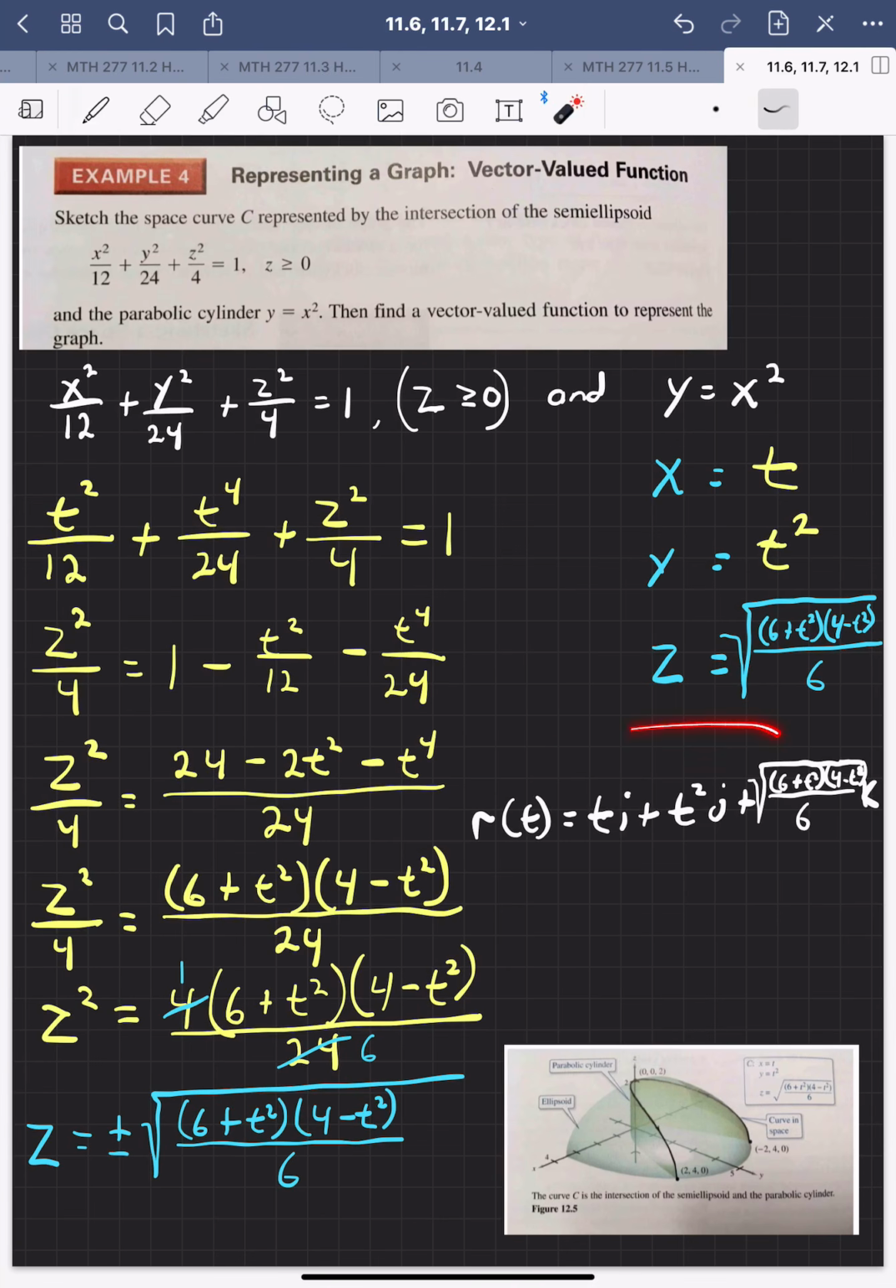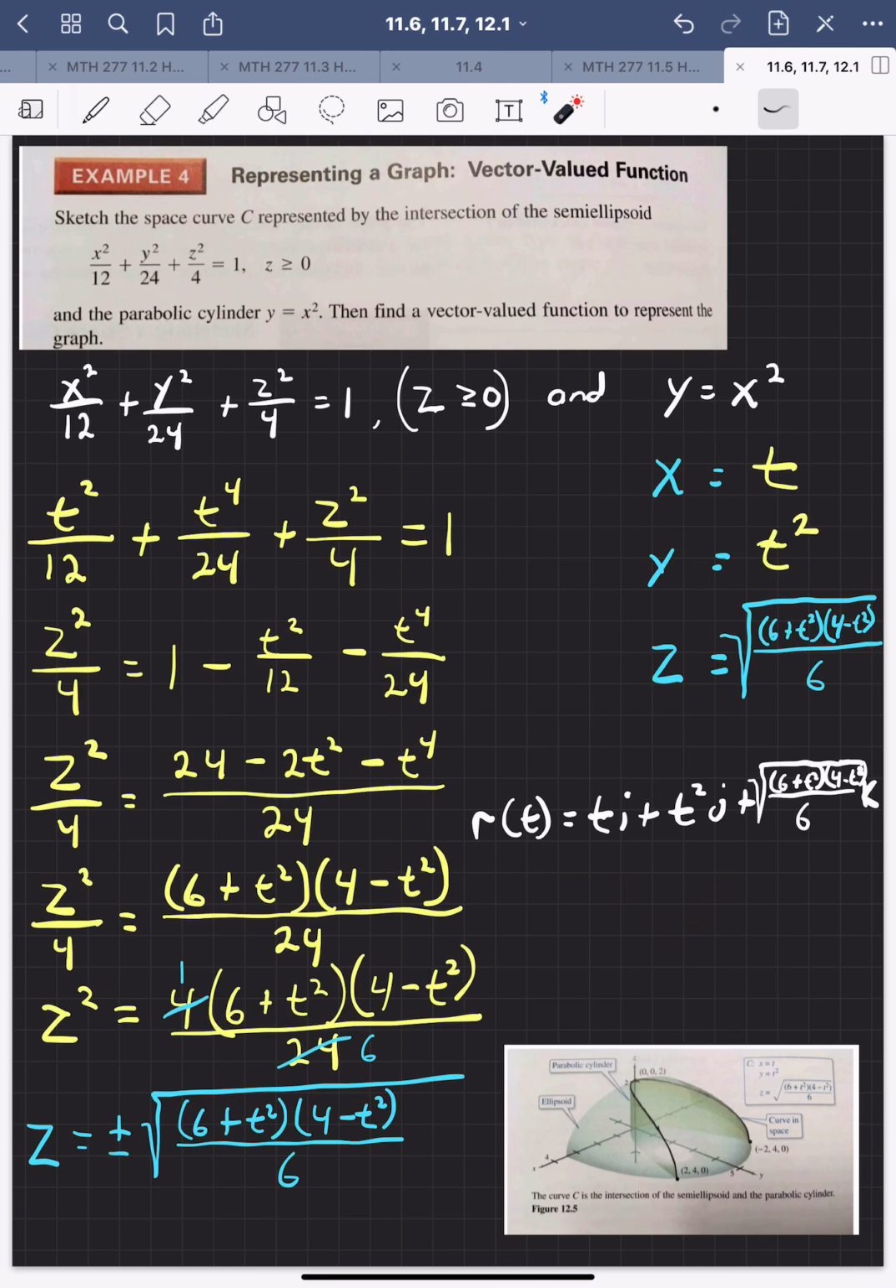So this vector valued function would trace out this curve perfectly, this intersecting curve. But what you have not given me is the domain restrictions of t. What are my limitations? Can t equal anything, or are there limits?